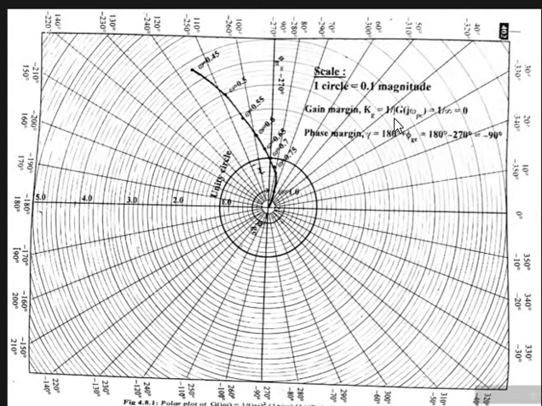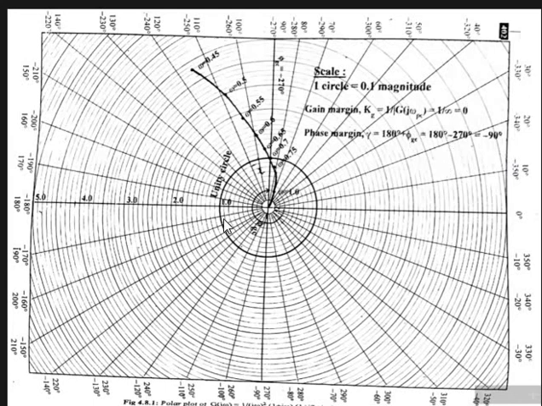Therefore, the gain margin Kg is equal to 1 by mod G(j omega) at omega PC. At omega PC the magnitude value is infinity, so 1 by mod G(j omega) is equal to 1 by infinity, which equals 0. Phase margin gamma is equal to 180 degrees plus phi gc, that is 180 degrees minus 270 degrees, which equals minus 90 degrees.